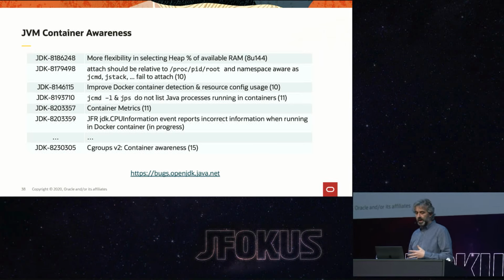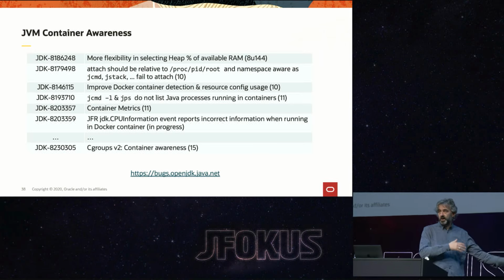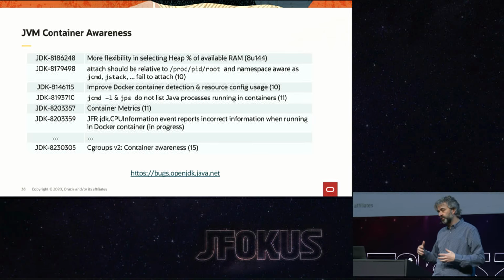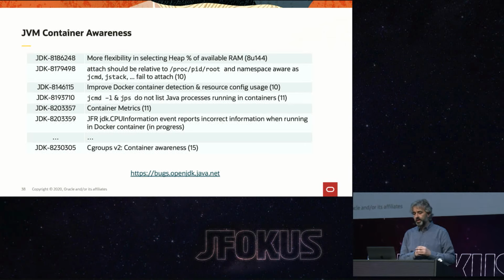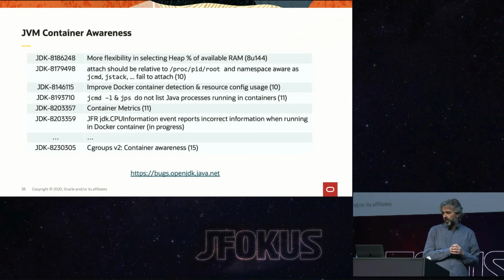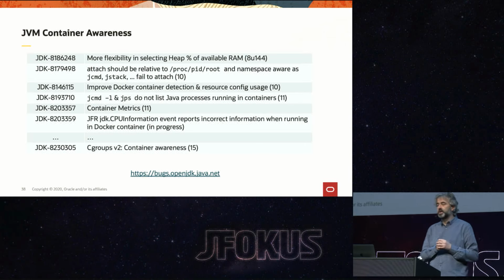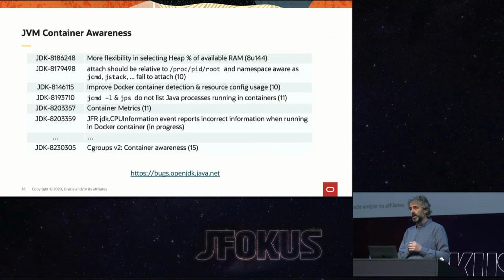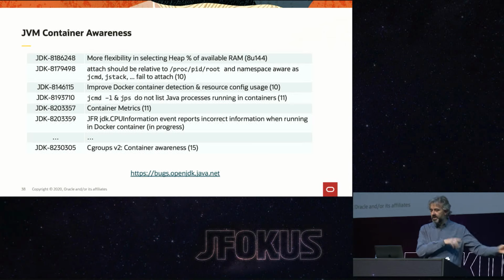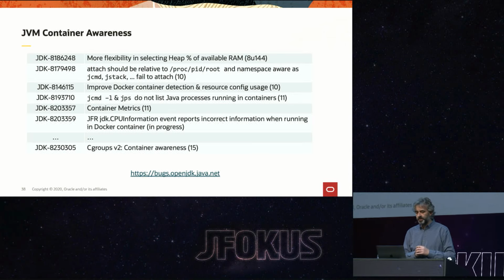It's something that we have started since Java 8, and since then we have continued to do improvements. If you look at the bottom of the slide, there is an enhancement that was merged two weeks ago. That's support for cgroups v2. If you are using Fedora 31, for example, that's something that you will need. And that's something that will land in JDK 15.